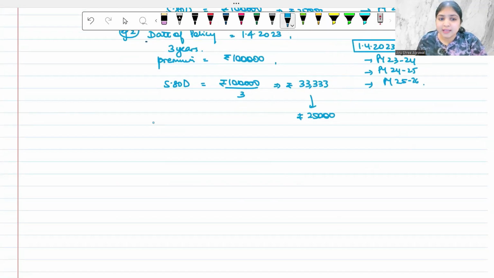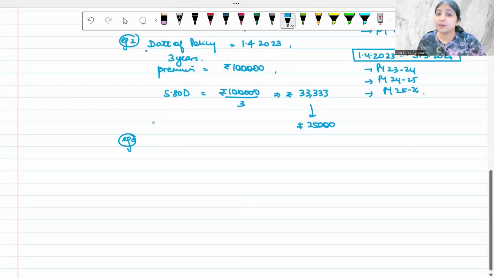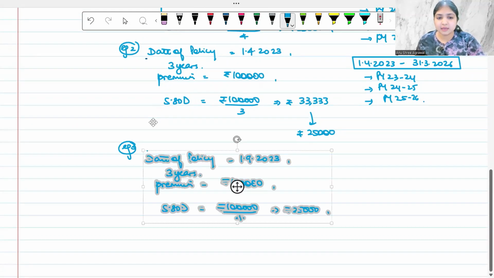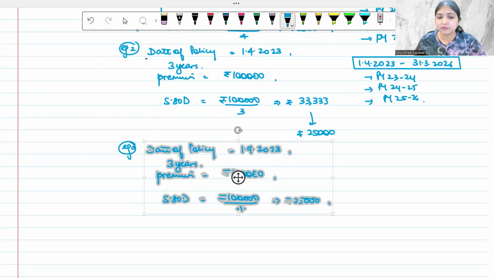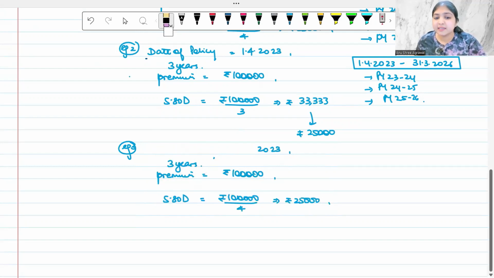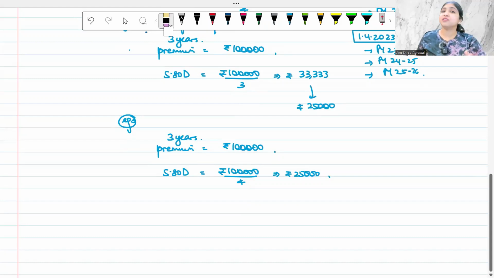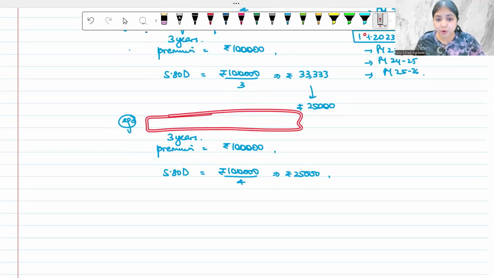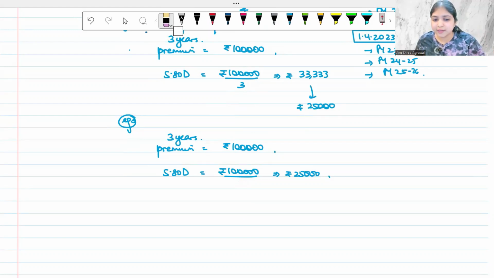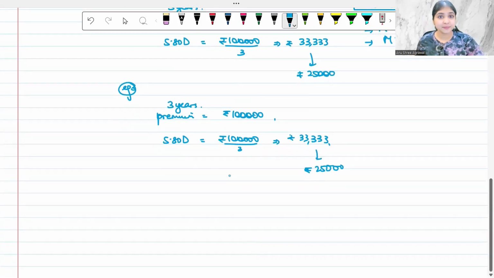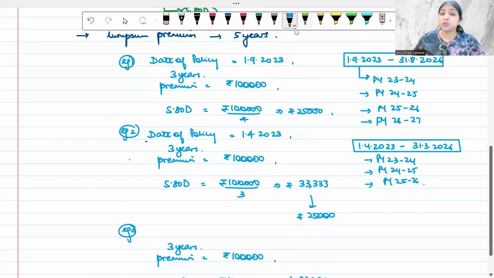Now, but however, in the examination, there is one more method in which the examiner very often asks questions. He doesn't give the date of policy sometimes. He just says that the policy is for 3 years and the premium is 1 lakh. If he has not given you the date of the policy, then 3 years means you will divide it by 3 years only. Are you clear with this? Yes. So therefore 33,333, we will restrict this to 25,000 rupees unless we have a senior citizen or a super senior citizen. So this was your 3 examples with respect to lump sum premium.